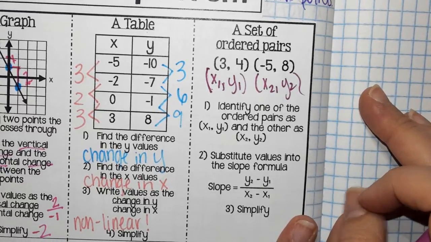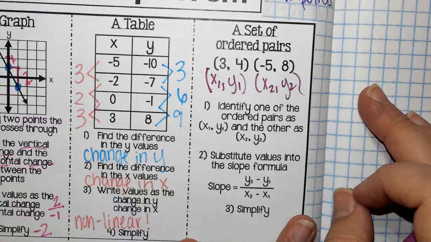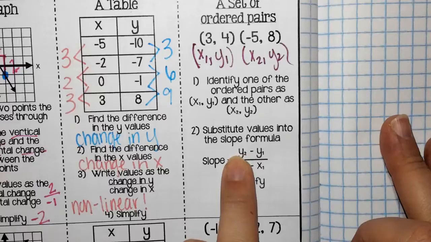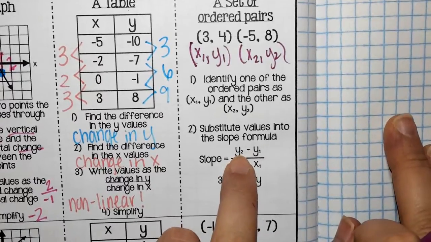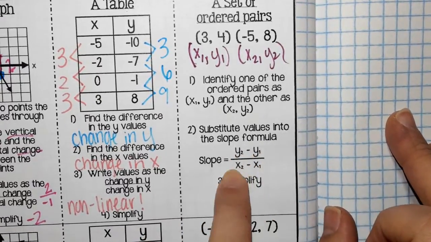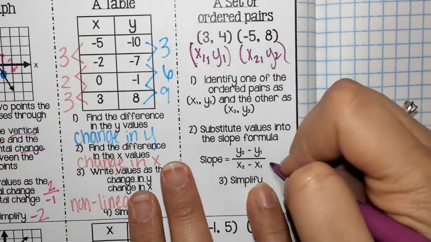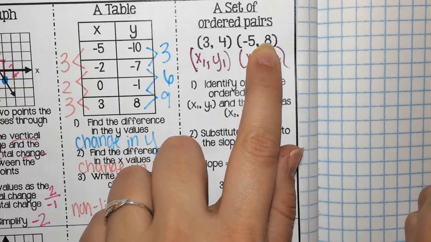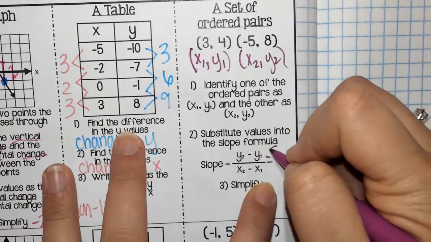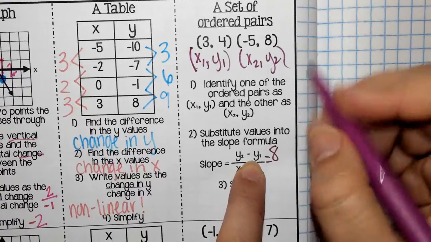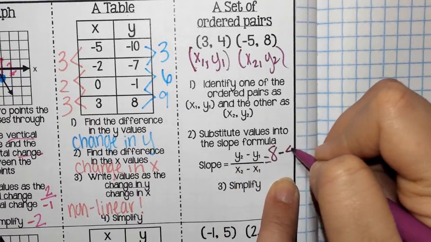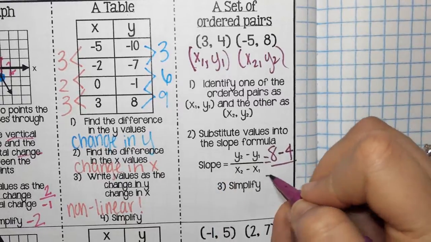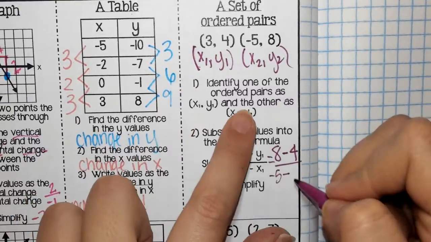For the y1, we subtract 4 minus 8. Do it the other way, like step 2. So our formula is y2 minus y1 divided by x2 minus x1. So what is y2? Oh, 8. Minus, what is y1? 4. Alright, what's x2? -5. And what's x1?